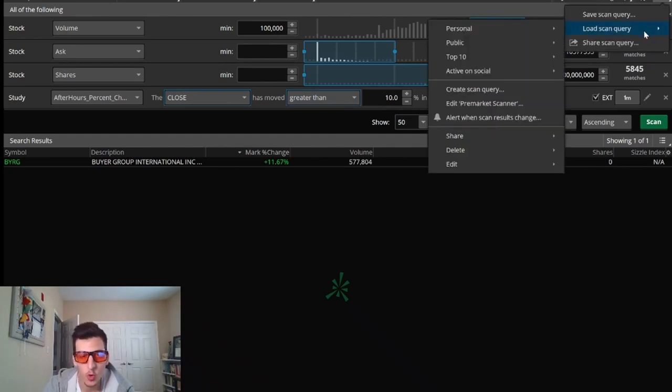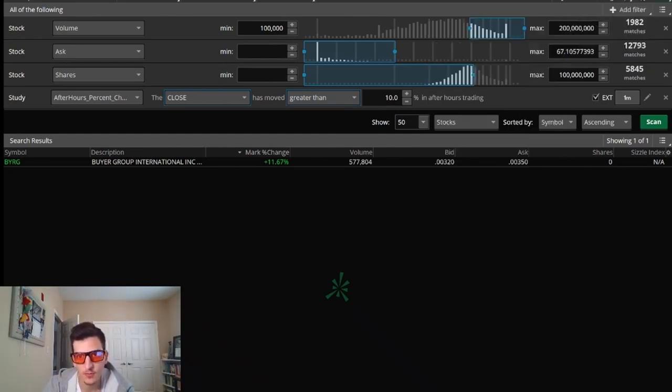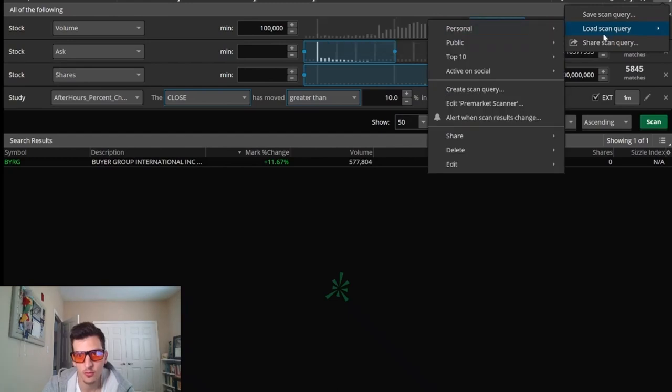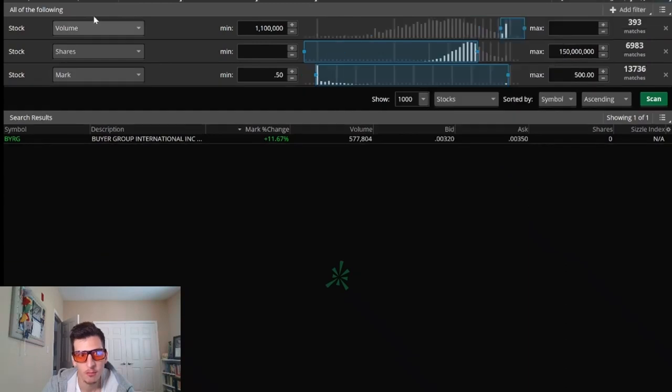Now for the market open scanner, once you get that set up, you can just save it: save scan query, and save it as pre-market, and you'll be able to find that in here. When you want to load it up, you just go to personal, and it should be right in here. And this is now my market open. The only thing that's different is we lost that study, because that study is what had us scanning for pre-market. Now that we removed it, we'll be scanning only between 9:30 and 4 p.m. Eastern time, the market open hours.